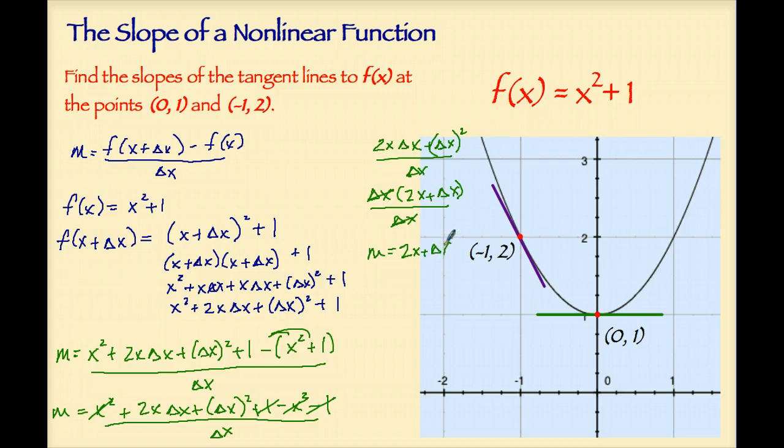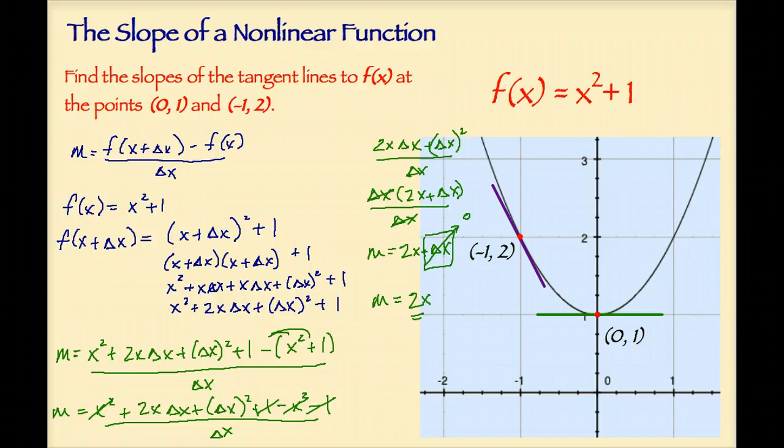I know it's getting kind of crowded here. Remember that we're going to let this distance go to 0. So we're going to let delta x go to 0 here, and that means that our slope function for this parabola is 2x. This will find the slope of a tangent line at any point on this curve.